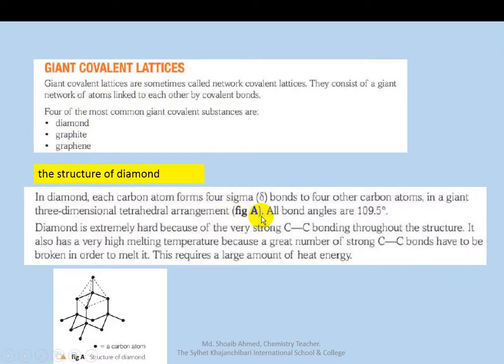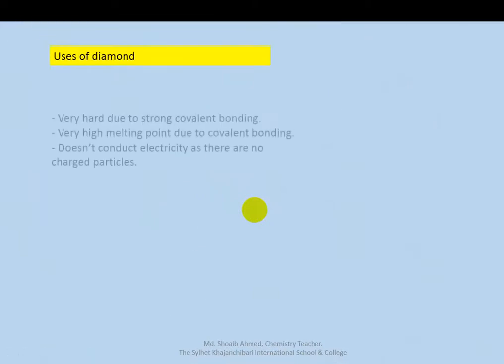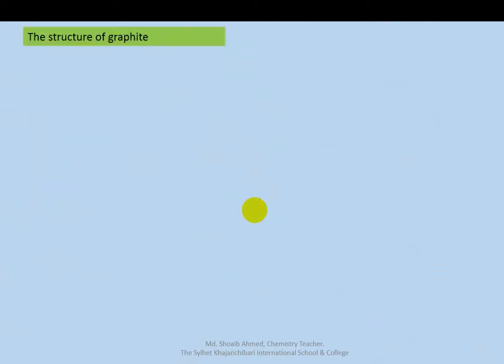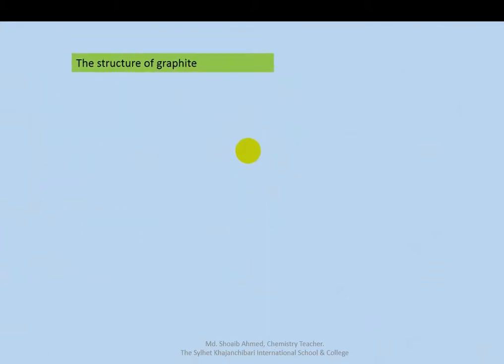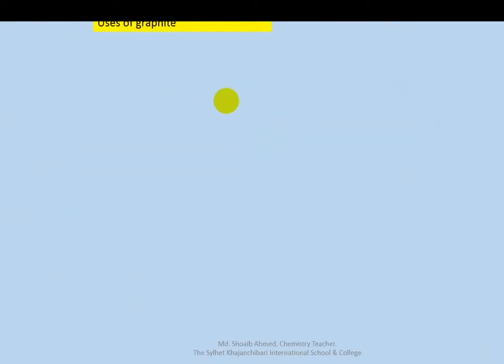Structure of diamond: this is the giant covalent lattice. This is not your topic for today. Structure of graphite: this is not your topic either. It will be discussed later.